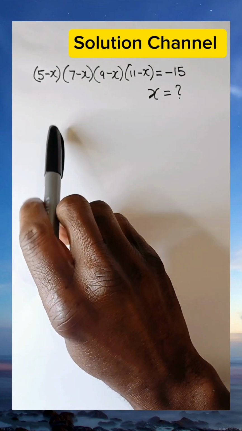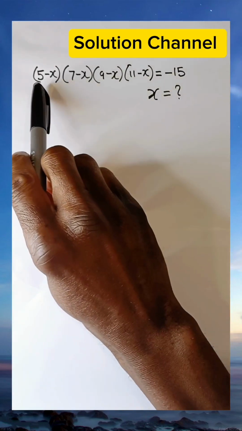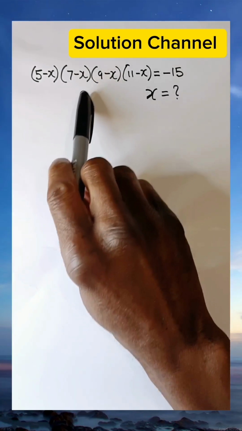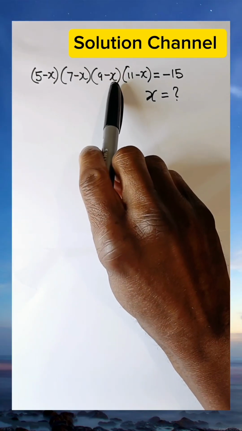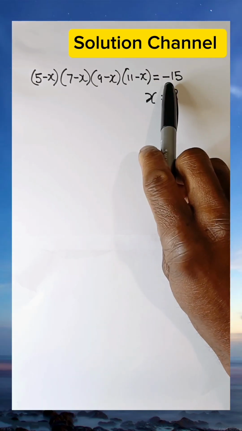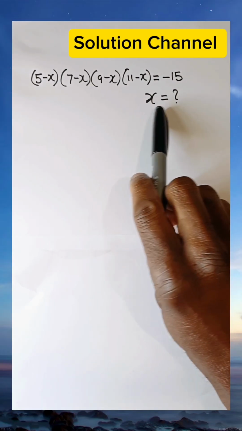Welcome to another video. We have an Olympiad question before us. We have (5 - x)(7 - x)(9 - x)(11 - x) = -15. We are required to find the value of x.